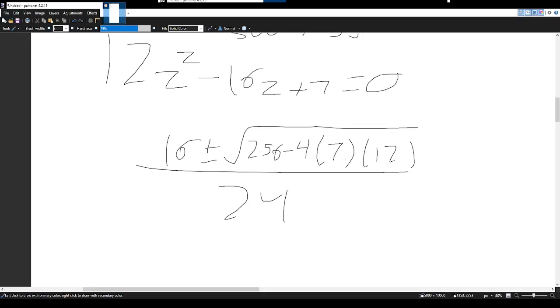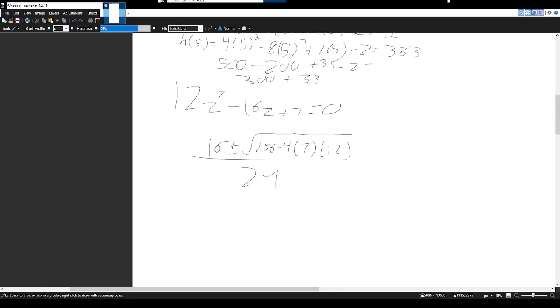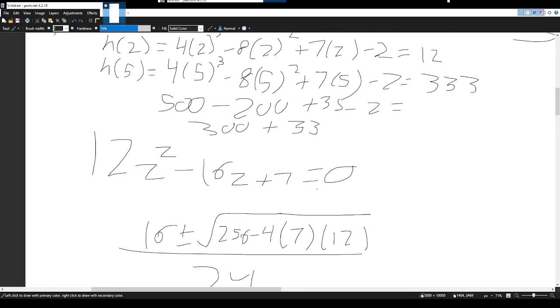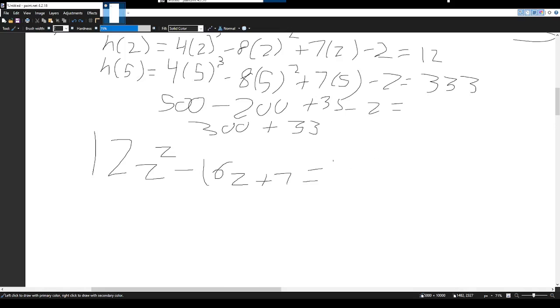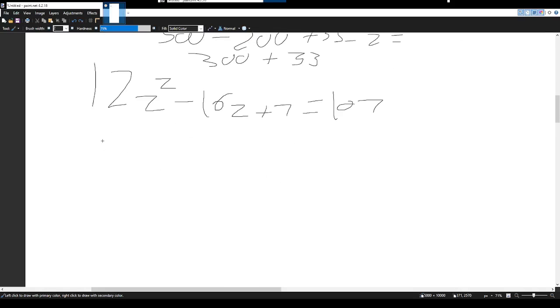Okay, 107. Oh, no, this isn't equal to 0. I was doing Rolle's theorem again. It's not equal to 0, it's equal to 107. So really, it's this: subtract 107 on both sides, and that would be minus 100 equals 0.